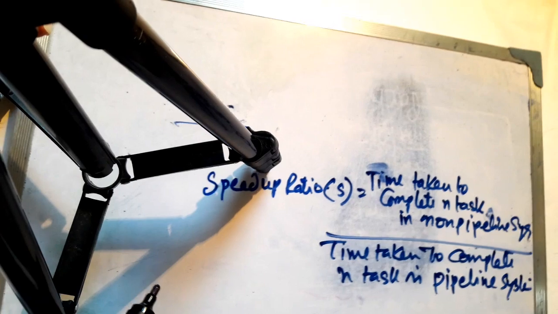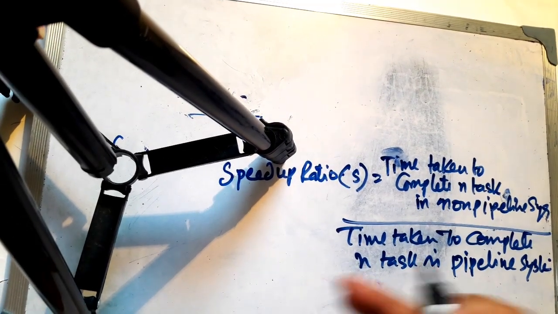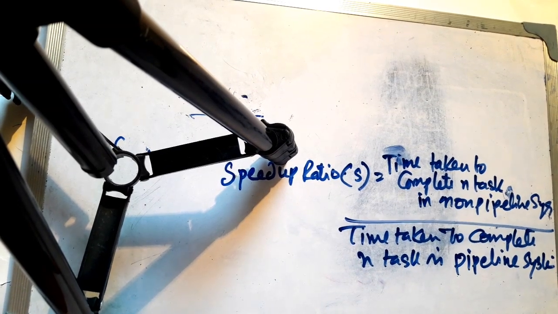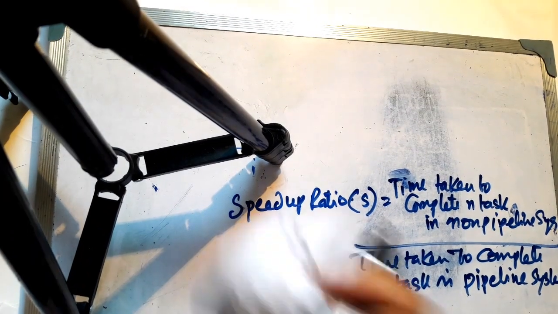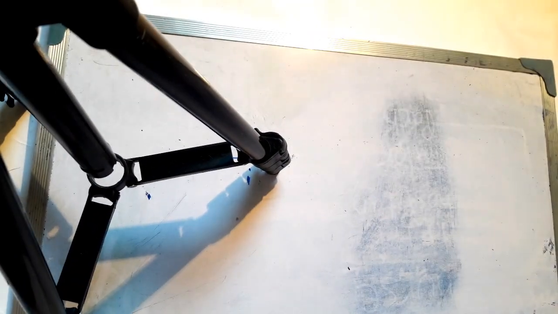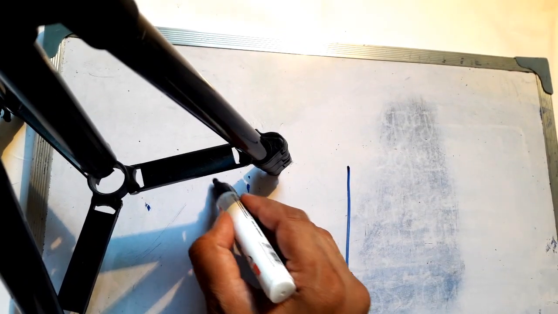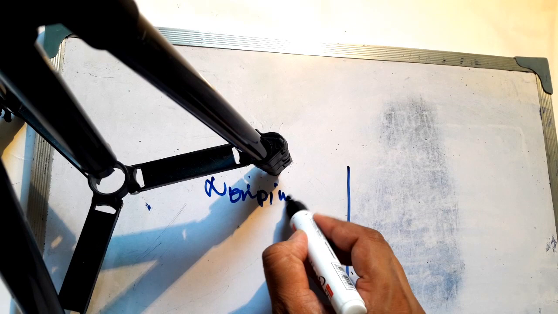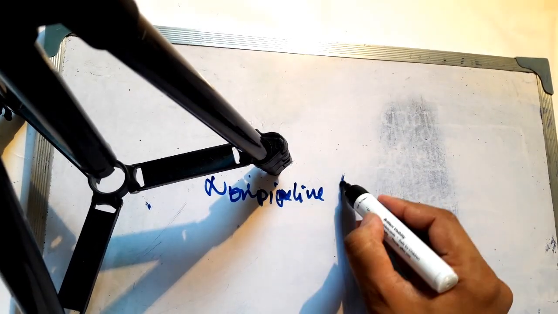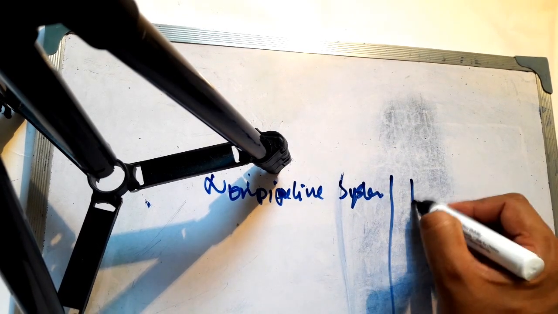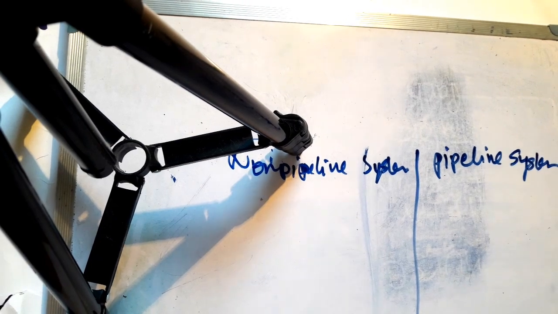The time taken to complete n tasks in a non-pipeline system divided by the time taken to complete n tasks in a pipeline system. So it is the ratio between non-pipeline divided by pipeline. Speed up ratio is denoted by S. There is a formula to calculate the speed up ratio. Suppose this is a non-pipeline system, and this is a pipeline system.